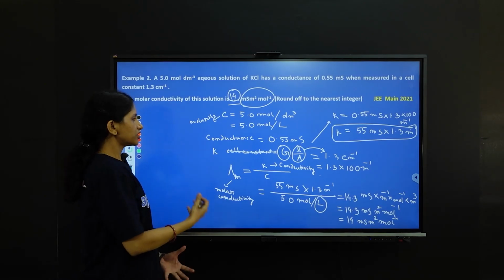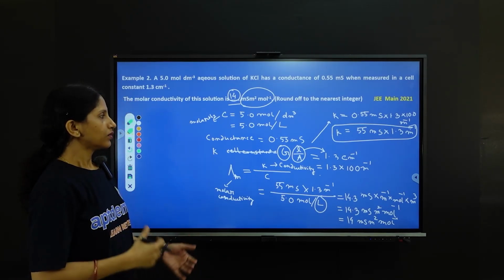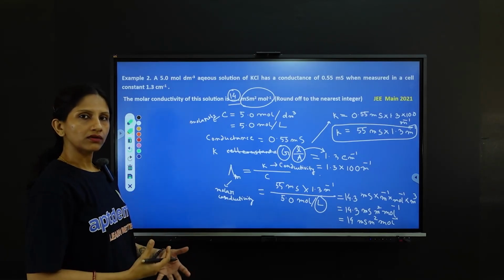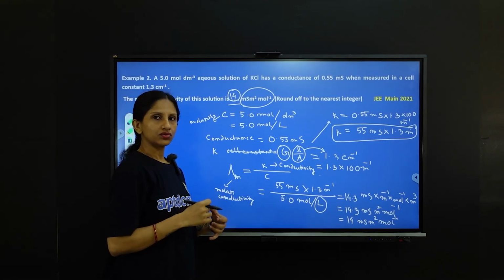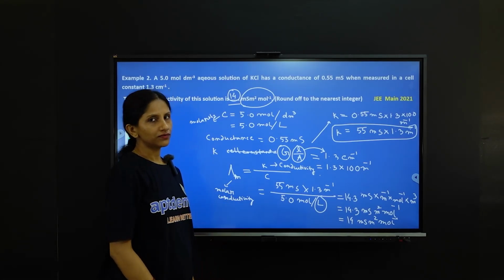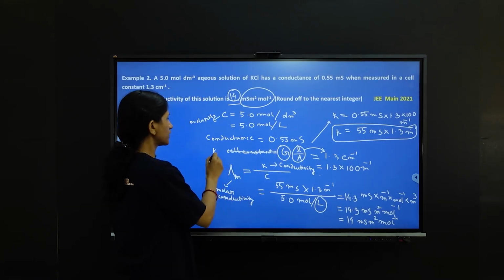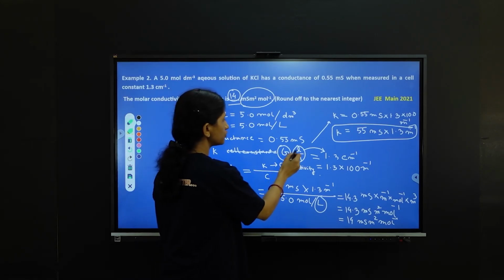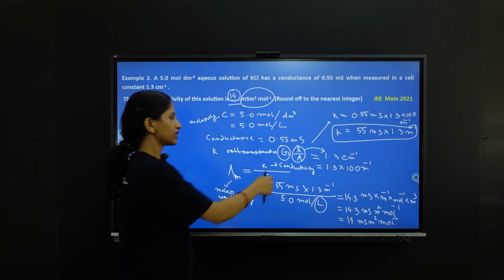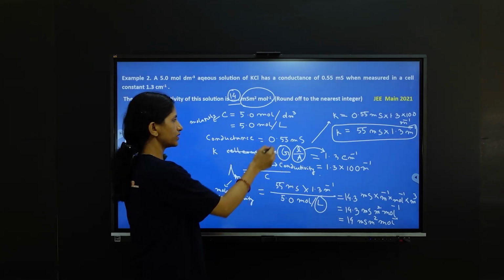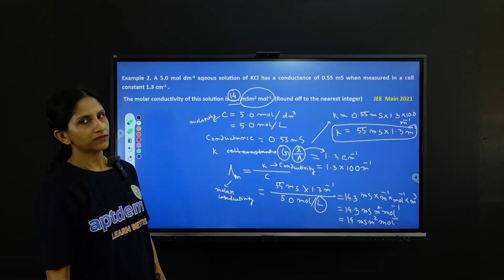Very simple. You just need to check what values are given and what you need to calculate and how these parameters are related to each other. You only need to remember the formulas. Here I have used two formulas: for conductivity I have used l by A, and the molar conductivity is related to the conductivity by the following relation. So with the help of these two known equations, I have solved this problem very easily.